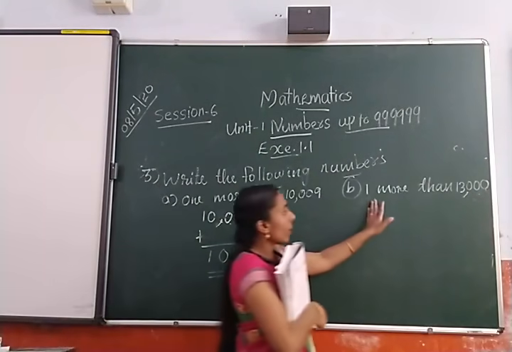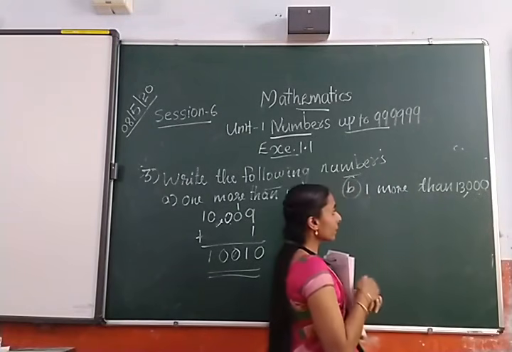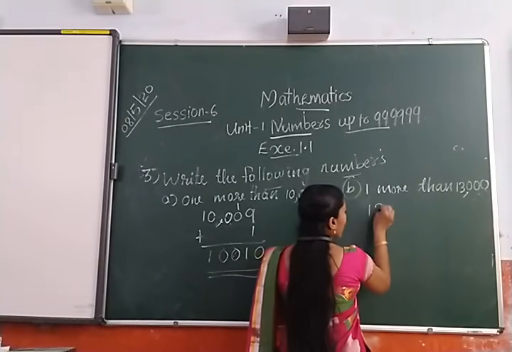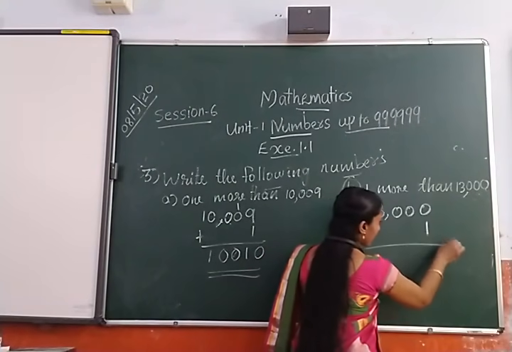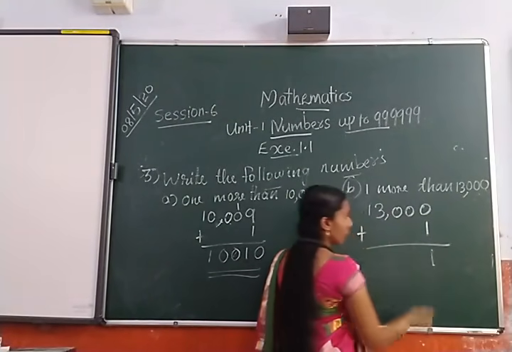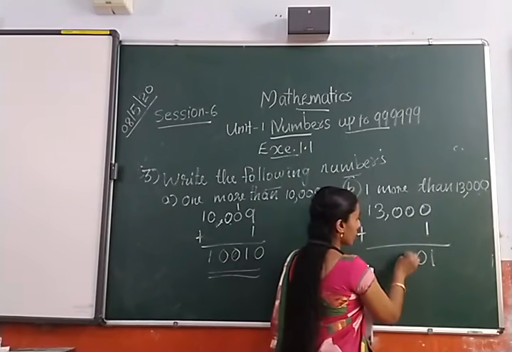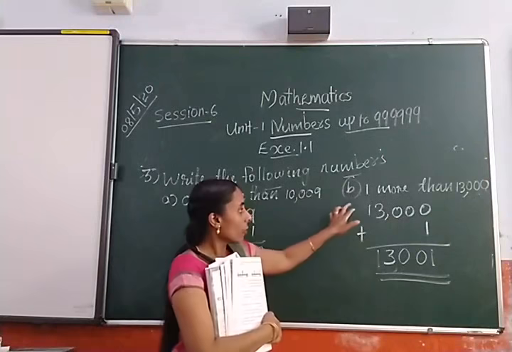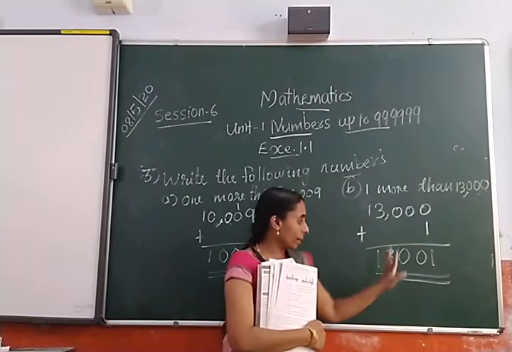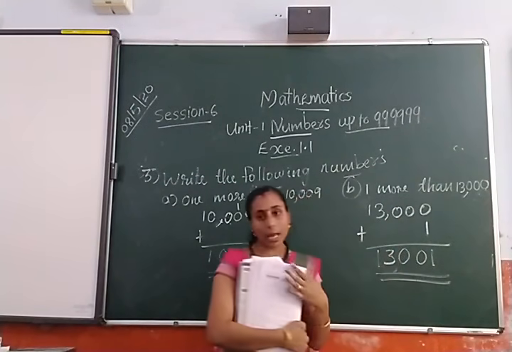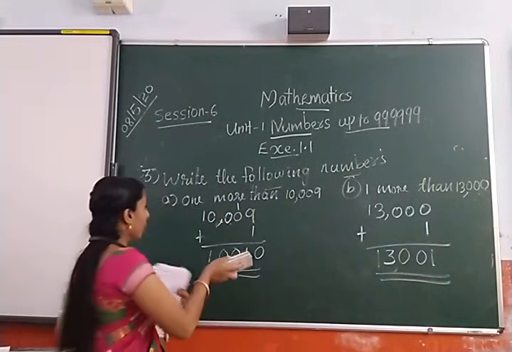Next question. One more than 30,000. What will be the answer? 30,000 plus 1 is equal to 0 plus 1, 1. 0 comes down. Then 1 more than 30,000, that is 30,001.